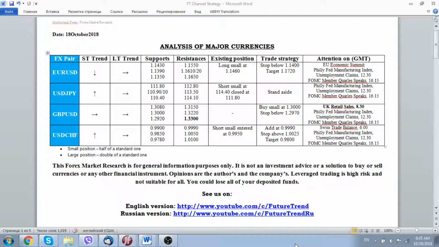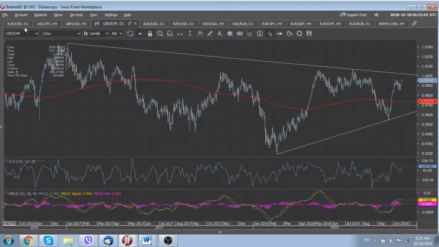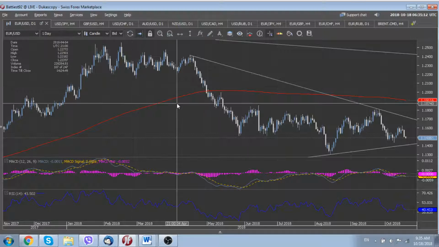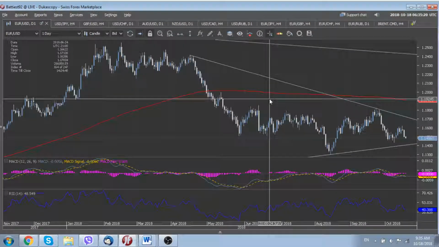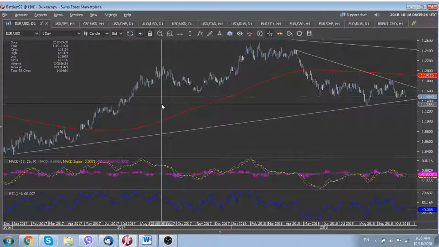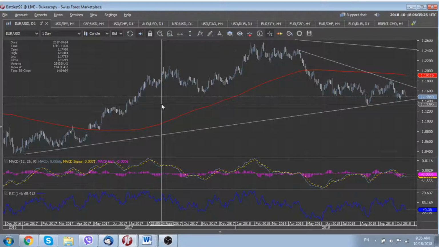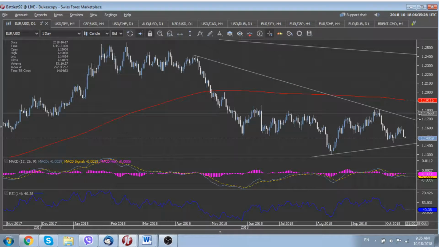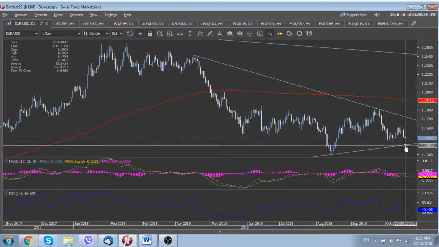And from the technical point of view, let's see the charts. For example, the euro dollar, which is trading around 1.1486, which is slightly below the pivotal support area 1.15. But now, from the technical point of view, we should pay attention to the 2017-2018 uptrend line that's located around 1.1405.